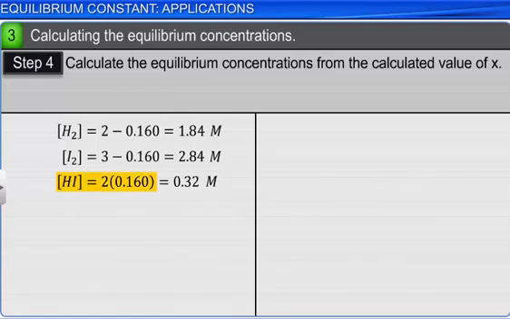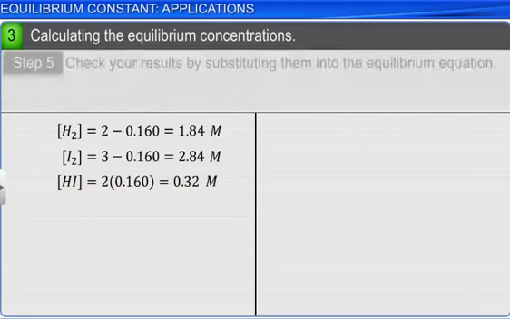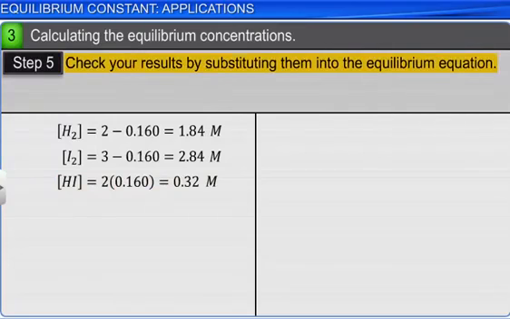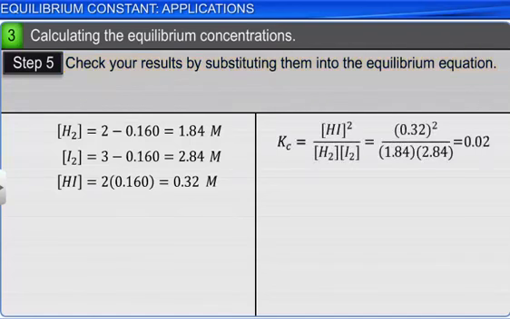Step 5. Check your results by substituting them in the equilibrium equation. On substituting the concentrations of hydrogen, iodine, and hydrogen iodide in the equilibrium equation, we get Kc is equal to 0.32² divided by 1.84 multiplied by 2.84. On solving this, we get the value of the equilibrium constant as 0.02. This is the same as the given value. Hence, the equilibrium concentrations are correct.